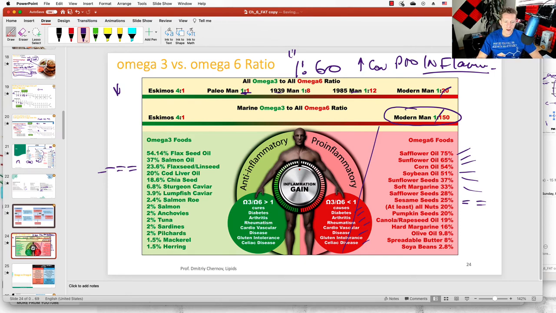And to get more omega-3, it's not the supplements that will help you. You cannot over-supplement yourself and still fight against 1-to-60. It's impossible. All you have to do is cut down on the supply of omega-6. If you cut down on supply, then you can help yourself with the supplements and with the actual food. But do you really consume flax seeds, salmon oil, cod liver? Who eats cod liver? I do.